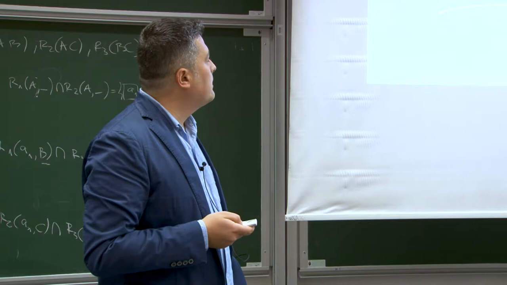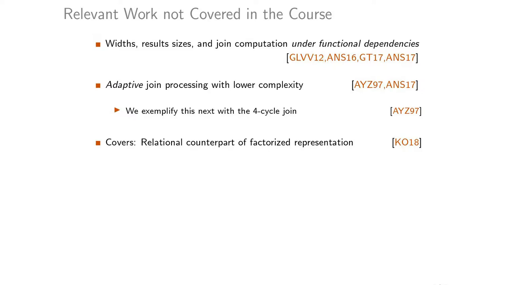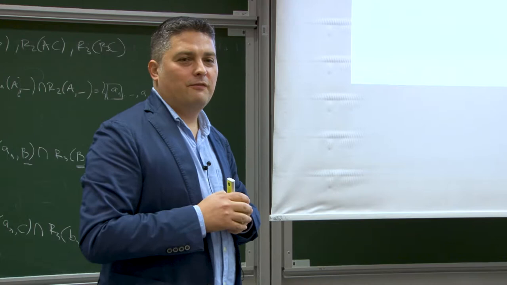Now, I have the following options. I would like to first mention, I could go a bit into one of these topics. In particular, I prepared something about adaptive join processing, where we could go even below the fractional hypertree width, and I would like to give you an example as a sort of taster.